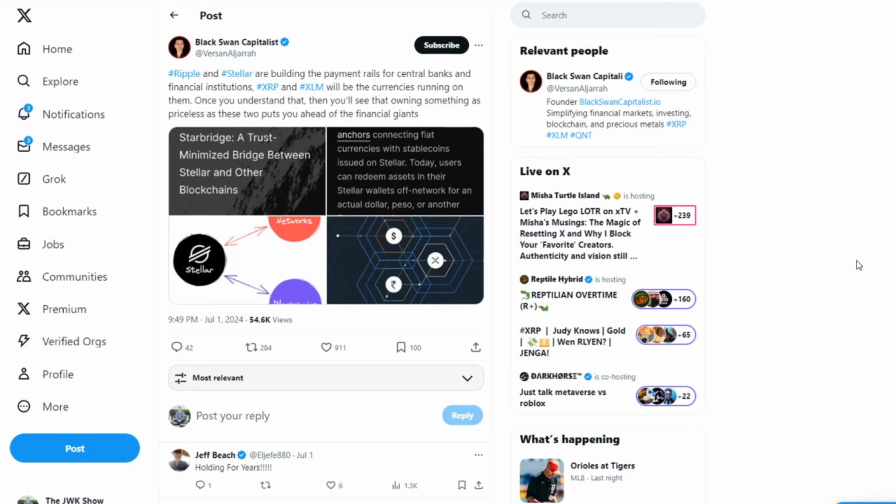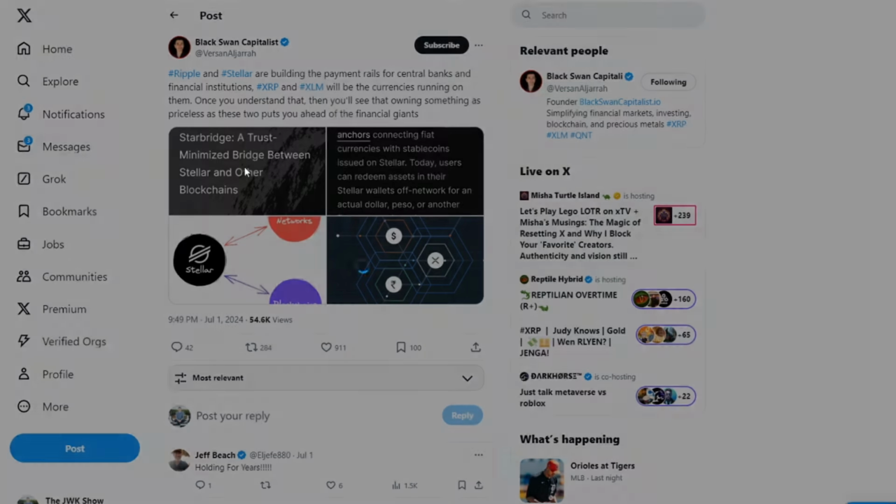And these guys are in charge of the financial system. So this is extremely bullish. And once you understand that, then you'll see that owning something as priceless as these two cryptocurrencies will put you ahead of the financial giants, right? We have the opportunity to achieve financial freedom, possibly generational wealth with XRP and XLM, depending on how much of these digital assets you hold.